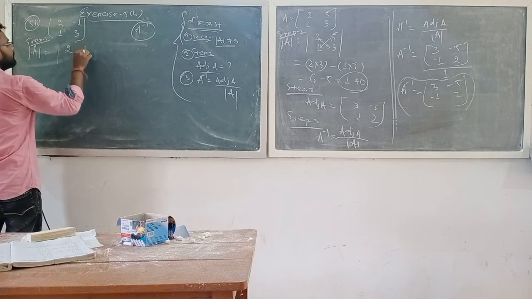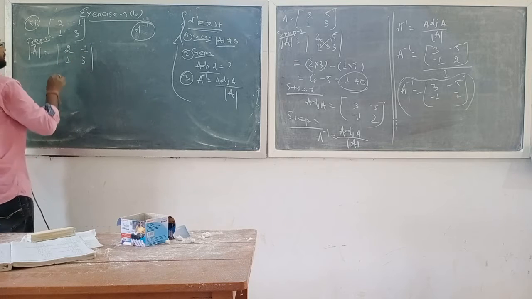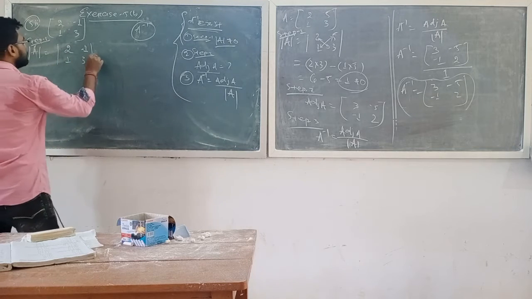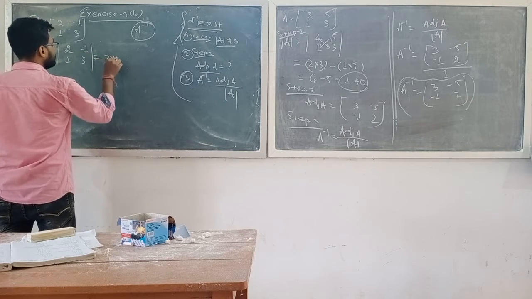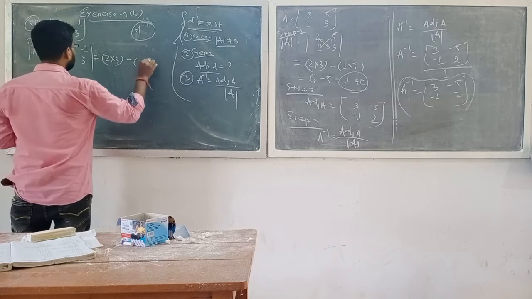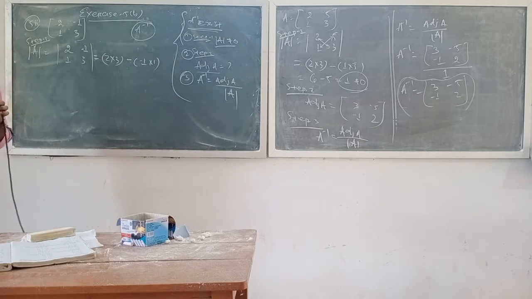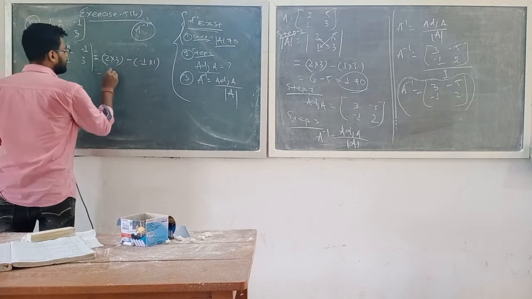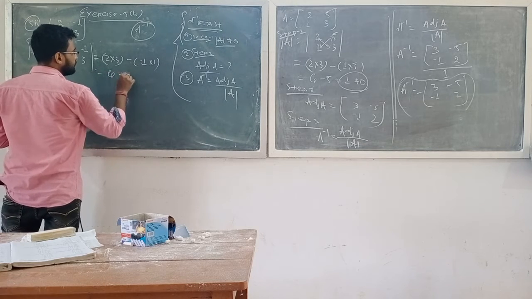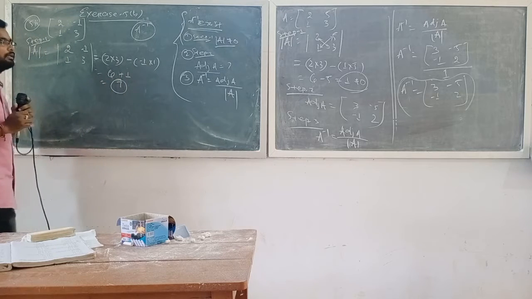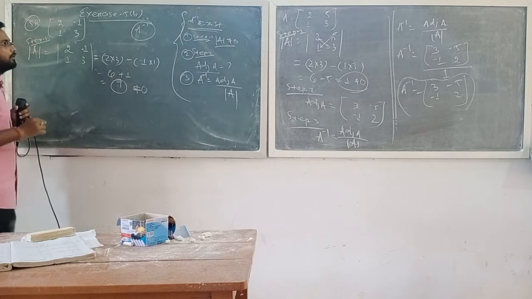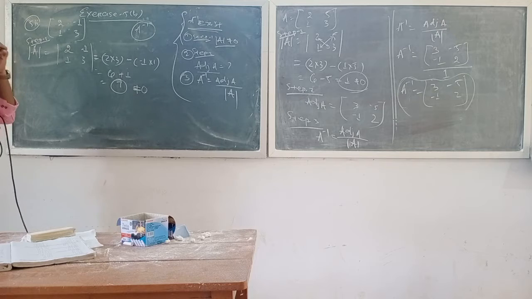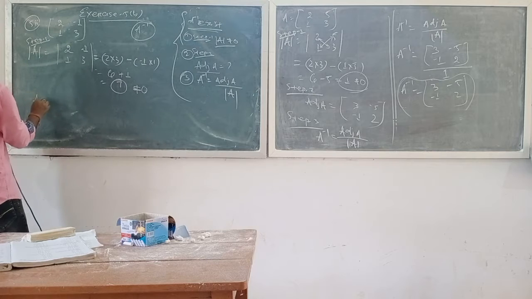Now determinant of A is the determinant of 2, minus 1, 1, 3. That is the principal diagonal elements multiplication minus off diagonal elements multiplication. That is 2 into 3 minus minus 1 into 1, so this will be 6 plus 1, that is 7. So determinant of A is not equal to 0. That means adjoint A and A inverse will exist.